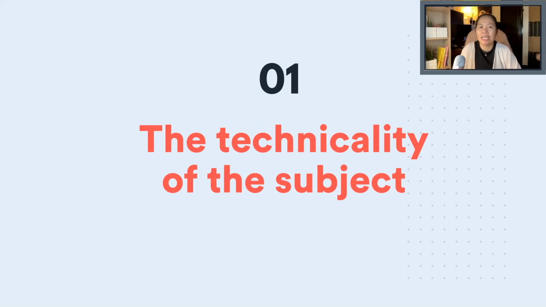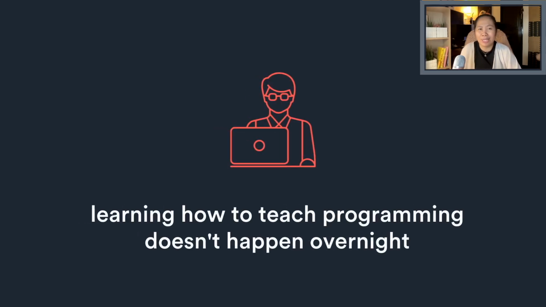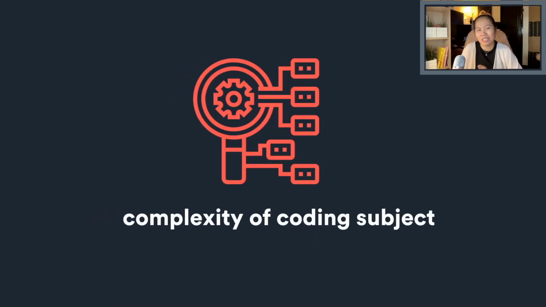The first challenge is the technicality of the subject. Programming languages are difficult to grasp due to the highly technical nature of the subject. Learning how to code requires time and persistence too. So learning how to code doesn't happen overnight. And due to the complexity of the programming language, it is time consuming and it takes a lot of practice also to learn a new language.